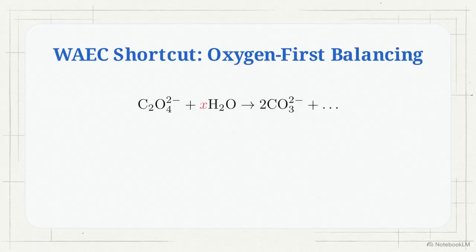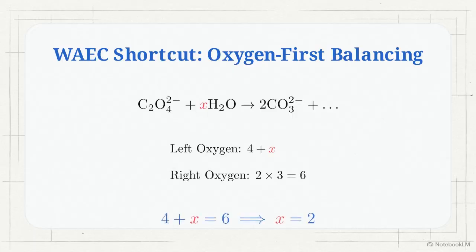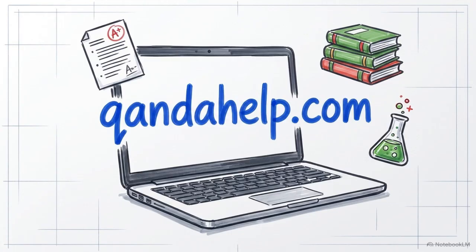On exam day, use this shortcut. When X is beside water, scan oxygen first. 4 plus X equals 6, so X equals 2. Mastering these verification methods guarantees your exam confidence.